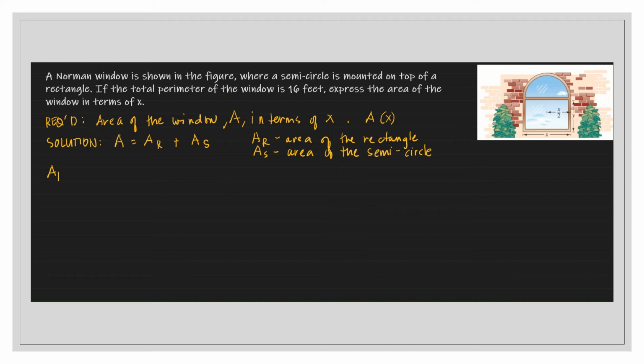So we write AR. We know that the area of a rectangle is length times width. Based on the figure, let's use x for the length of the rectangle and y for its width. Therefore, AR is x times y. AS, on the other hand: we know that the area of a circle is pi r squared. Since this is just a semicircle, we divide that by 2, so we have pi r squared over 2.